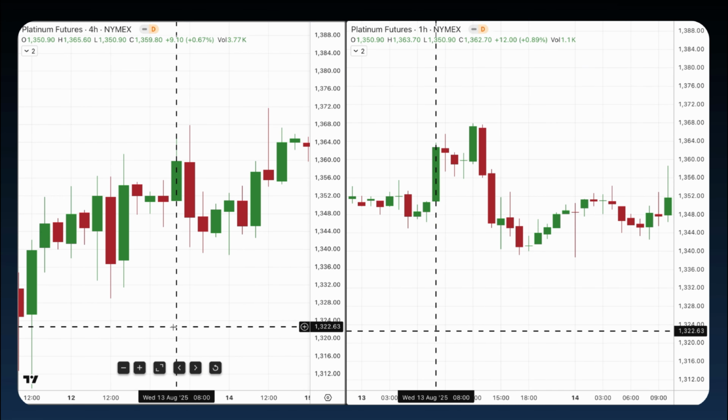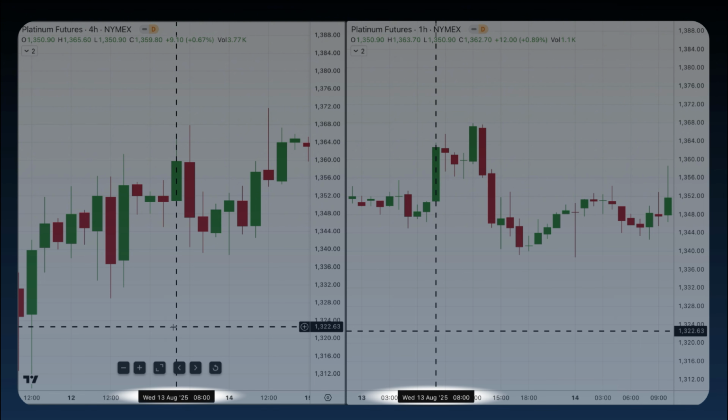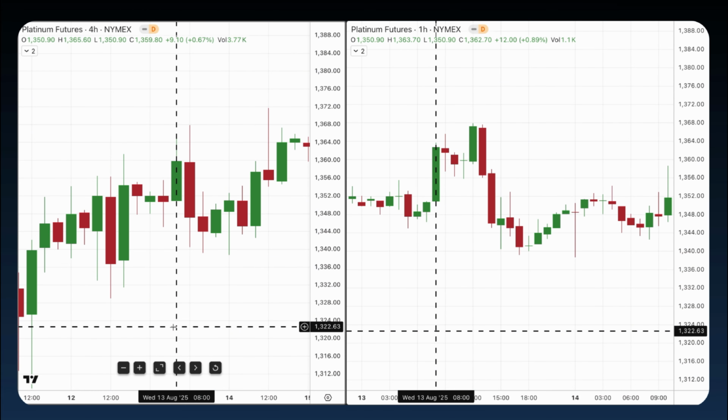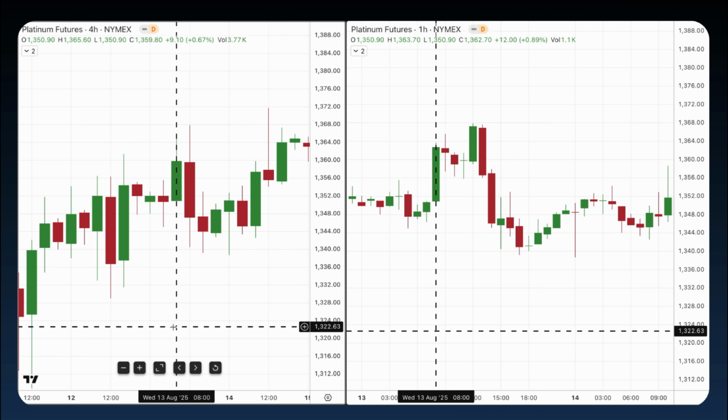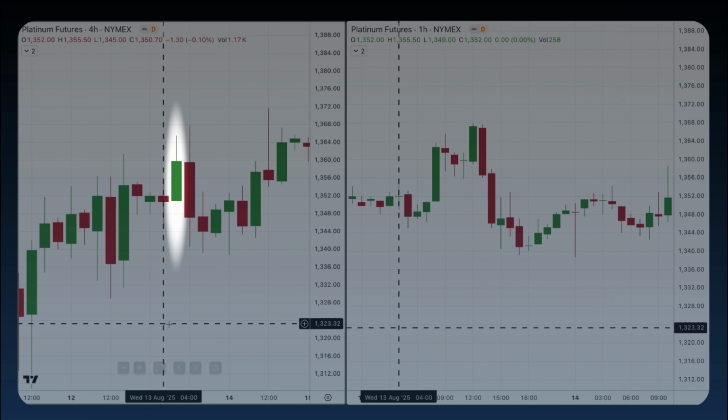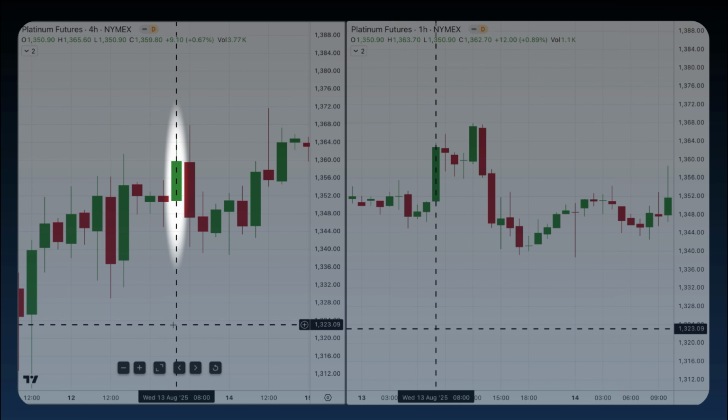Boom. And the last concept that we need to understand is the black label that we see at the bottom of our charts. This black label is communicating to us the exact time in which the candlestick started opening. So if we look at the 4-hour time frame, the black label is saying Wednesday, 13th of August, 2025 at 8 in the morning, which means that this specific green candlestick started opening at 8 in the morning.